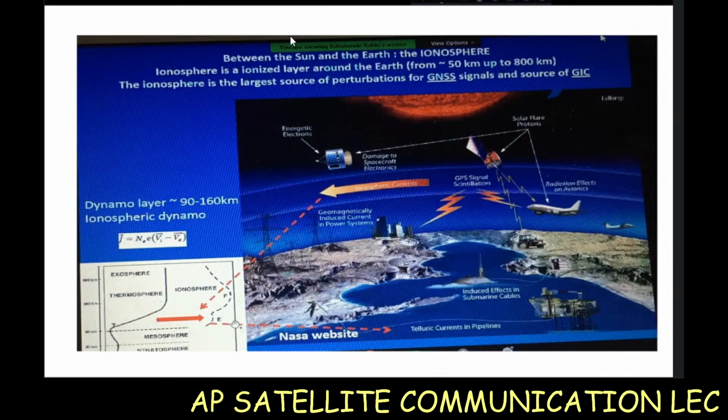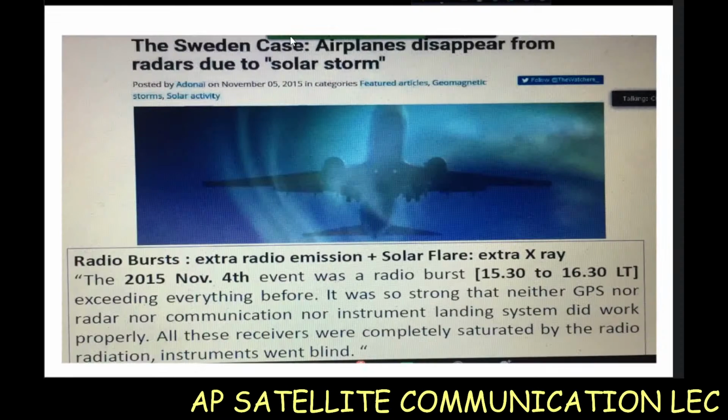And as I was telling you, just as information for you, there are several kinds of phenomena which do affect satellite communication. Some of which we have just got an idea of.